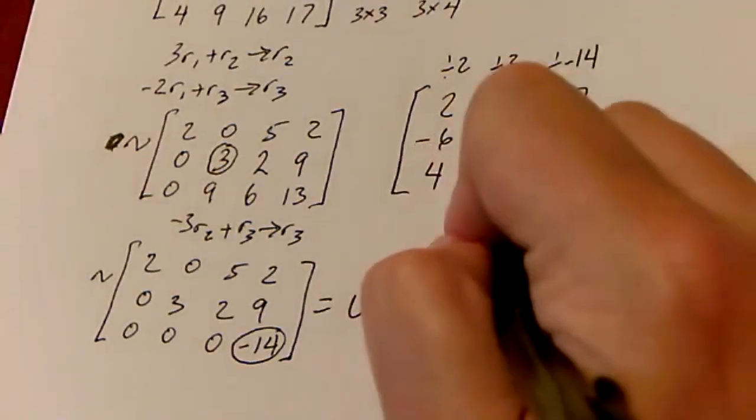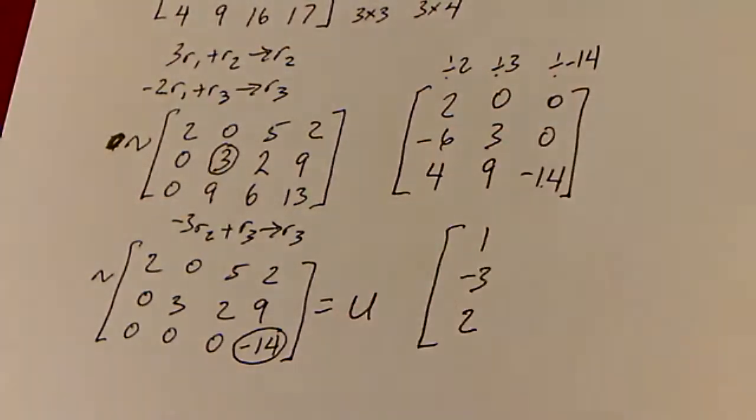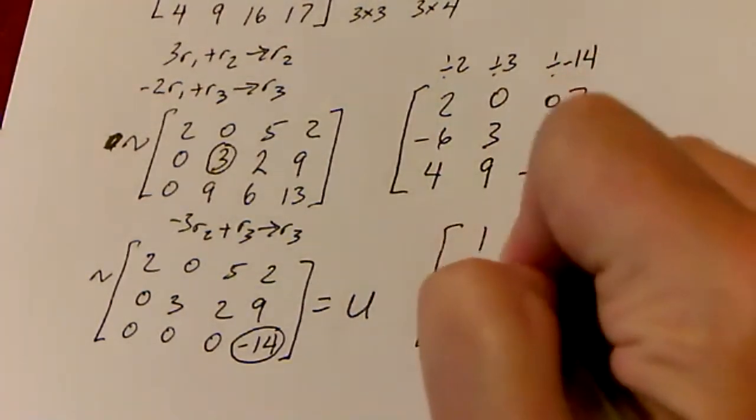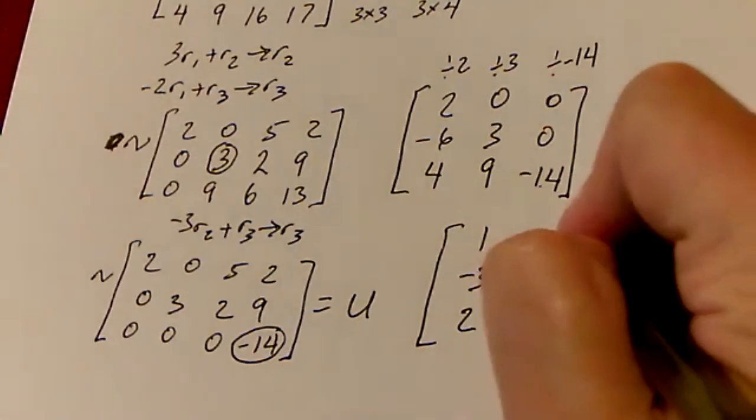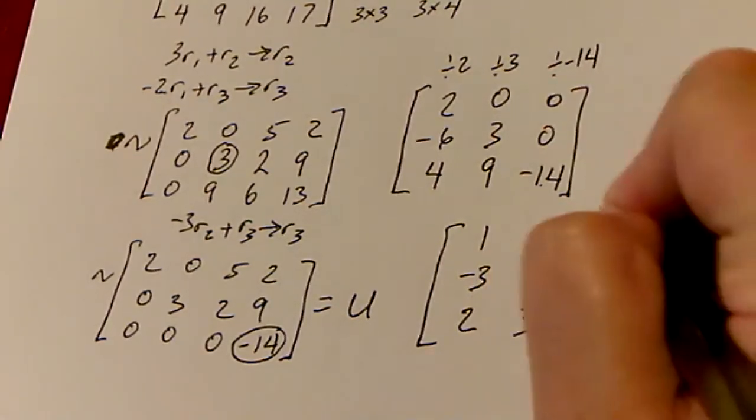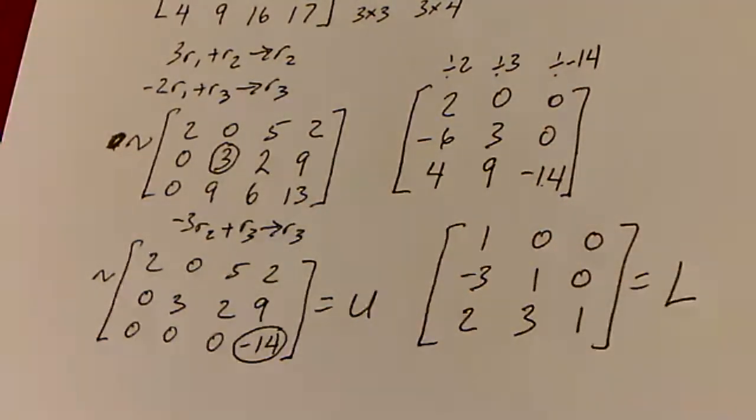So I divide by 2, I get 1, negative 3, and 2. I divide by 3, I get 0, 1, and 3. And I divide by negative 14, I get 0, 0, and 1. And there is my matrix L.